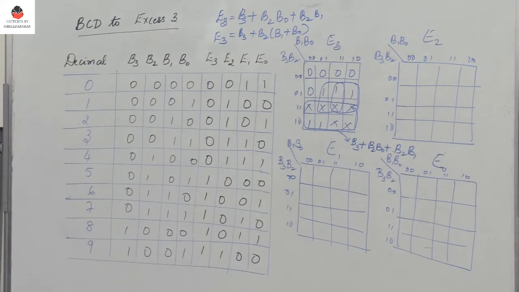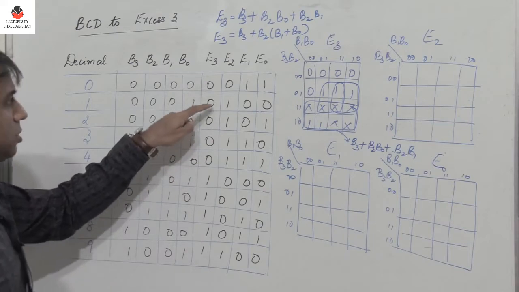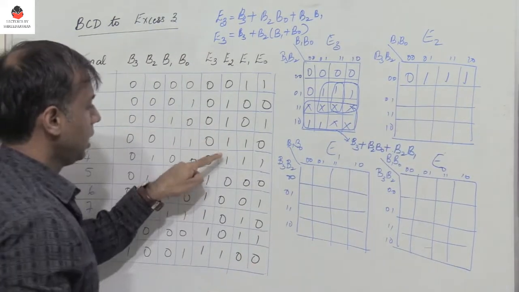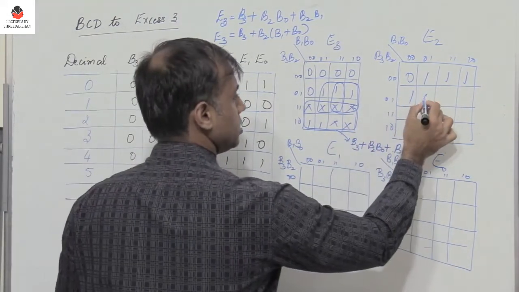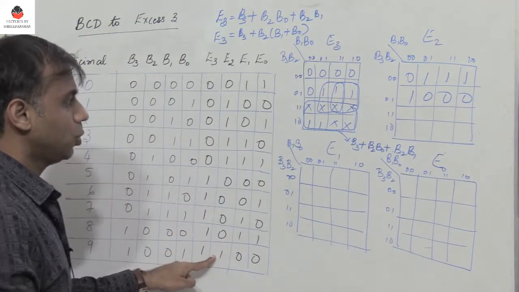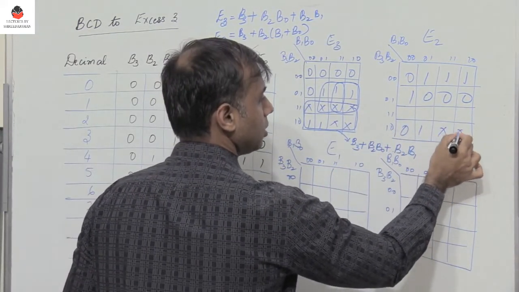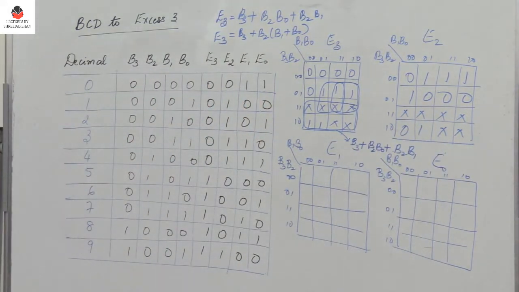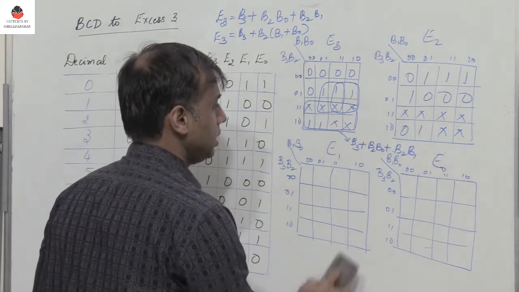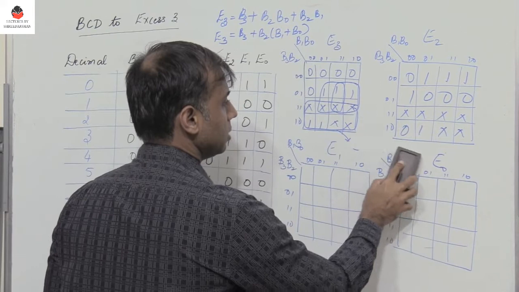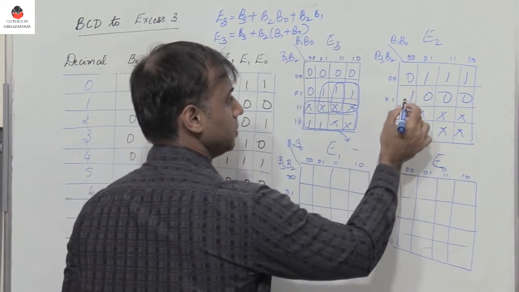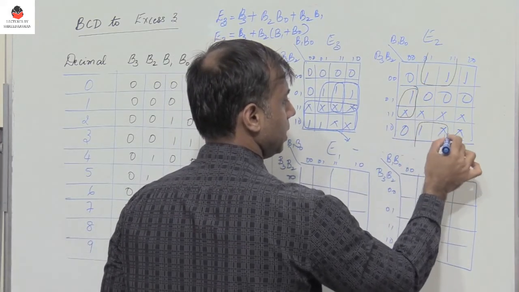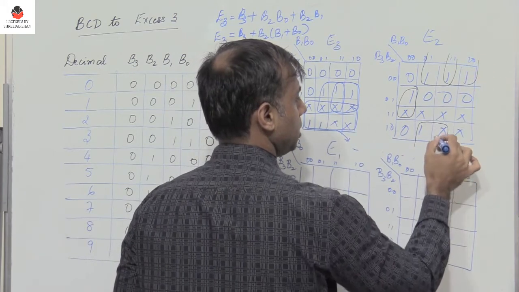Now let's find the expression for E2. Again, let me fill the values here. So I have 0, next 1, 1, 1, and then I have 1, 0, 0, 0, 1, 0, 0, 0, and then I have 0, 1, 0, 1, and all the remaining 6 will be don't care. So I need to combine them. So in order to combine them for E2, I can combine these two, and then these 4 can be combined, as well as these 4 can be combined.